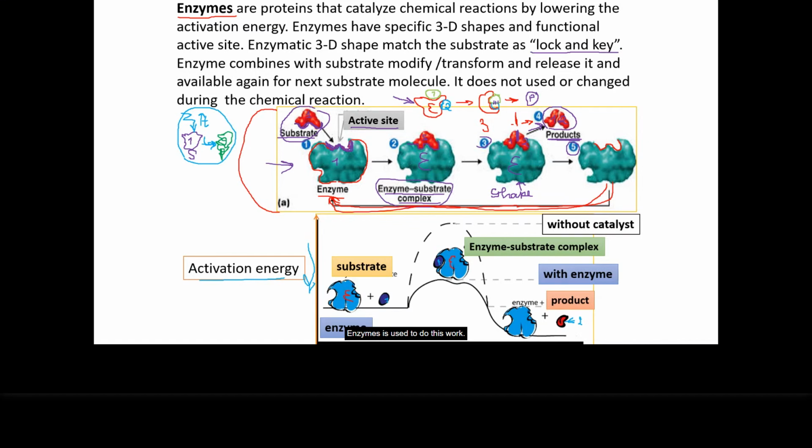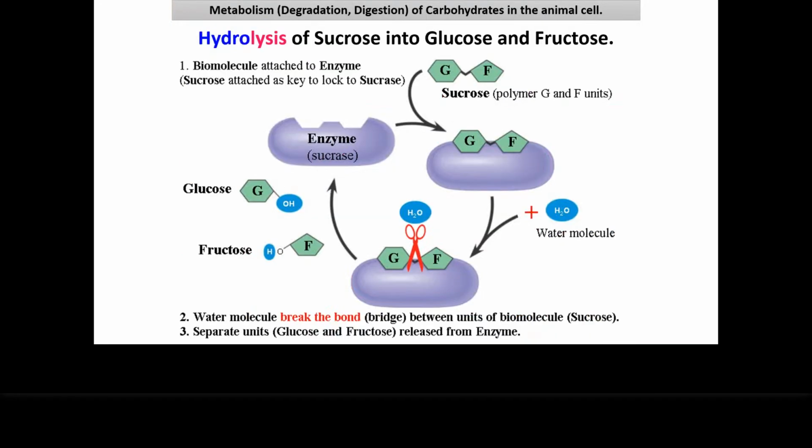Enzymes are used to do this work, and I already explained the mechanism of action, how it's done by changing the shape of the enzyme. And because of this, our body doesn't need these extreme kinds of conditions. Without these extreme conditions, enzymes catalyze this chemical reaction and increase its speed.